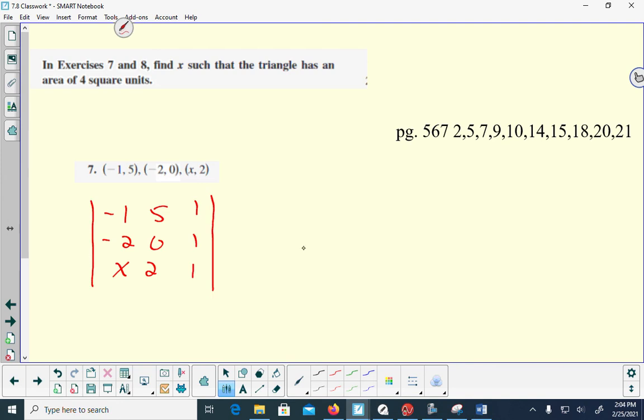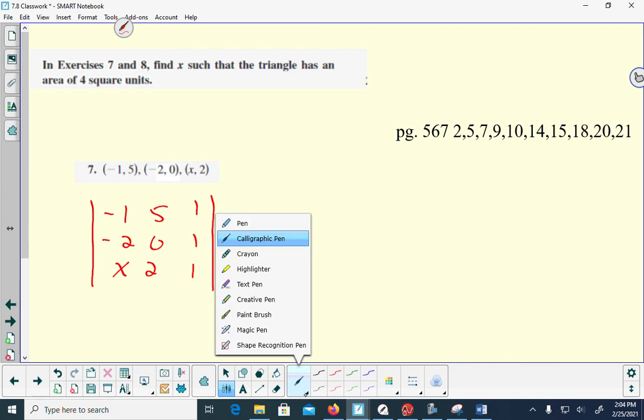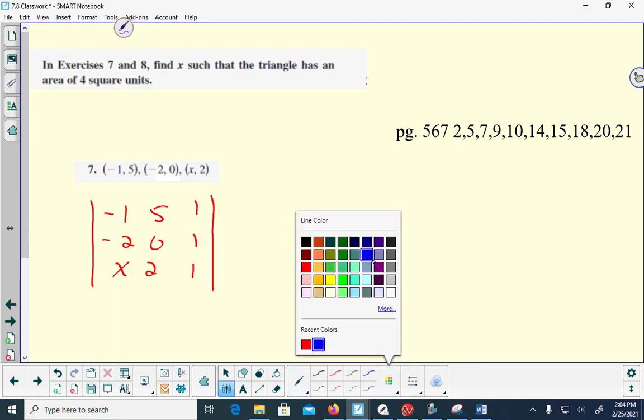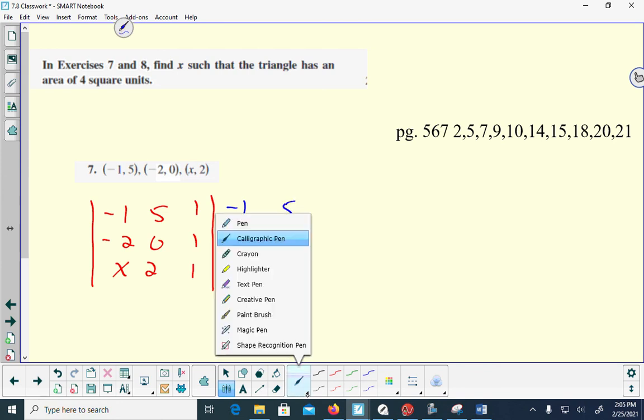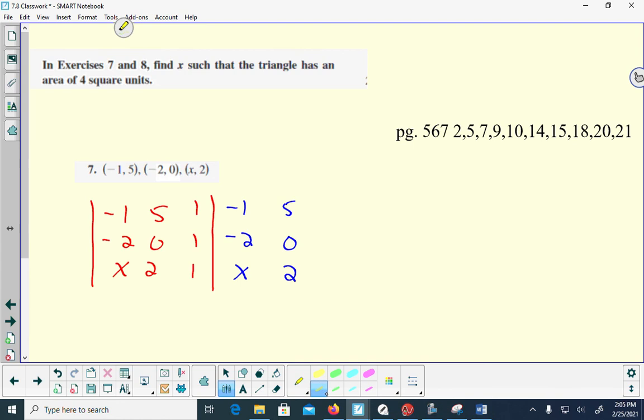Since I have that x in there, I cannot do it on my calculator. That kind of eliminates that because I can't put the x in. And before you even ask me, no, I don't know that NSOLVE will work. So I'm going to do negative 1, negative 2, x, 5, 0, 2. I'm going to go back old school and do the determinant by hand.